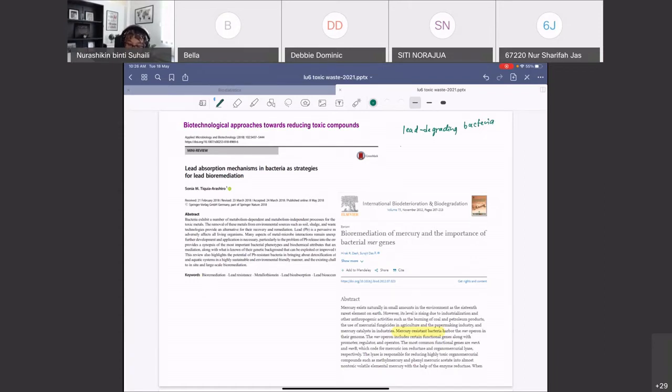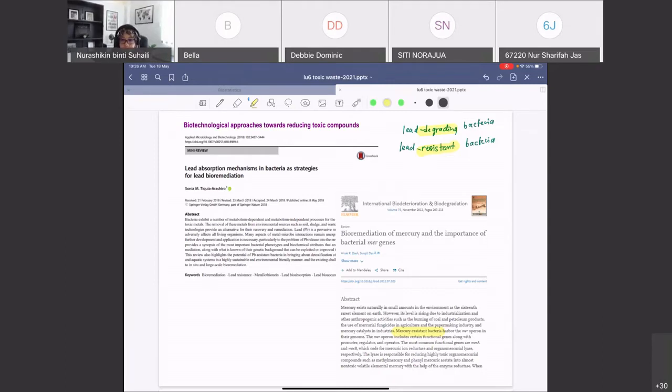And sometimes they are also called lead resistant bacteria. This is just to emphasize the terminologies. So lead degrading bacteria, you know that it means that the bacteria can degrade the lead.